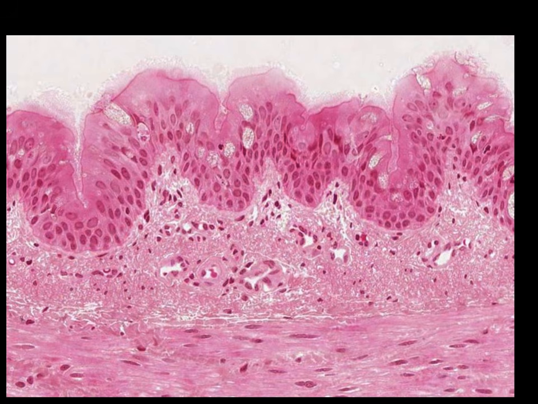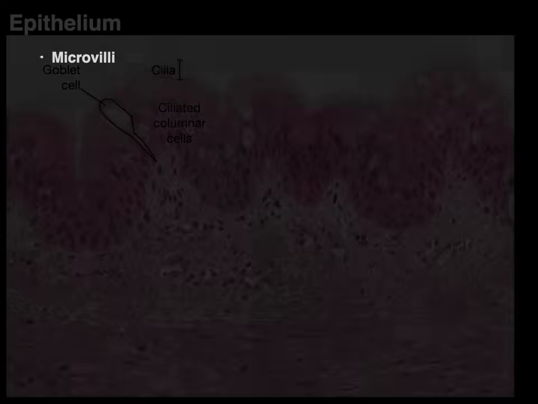So here we have a section of respiratory epithelium, and there's ciliated columnar cells. And look, there's that cilia like grass projecting from the top. And there's a goblet cell that makes mucus. And you can tell it's a goblet cell there because it looks frothy in appearance. All right.